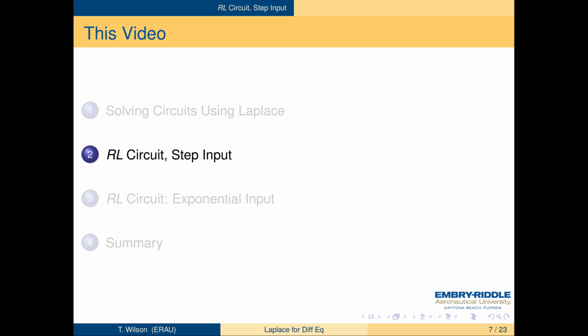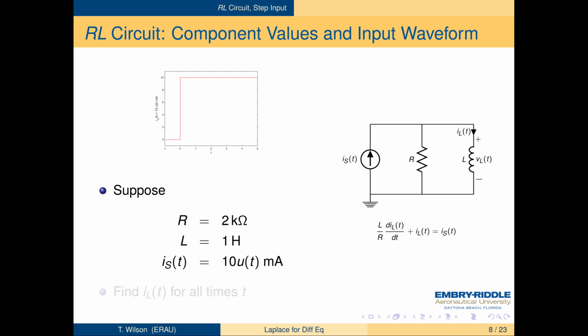RL circuit with step input. Suppose our circuit components have the given values. The resistance is 2 kilohms and the inductance is 1 henry. The input current, as shown on the graph, is 0 for times t less than 0 and is 10 milliamps for t greater than or equal to 0. We can write the current over all times t in terms of the unit step function as 10 u of t milliamps. Our goal is to find the inductor current for all times t.